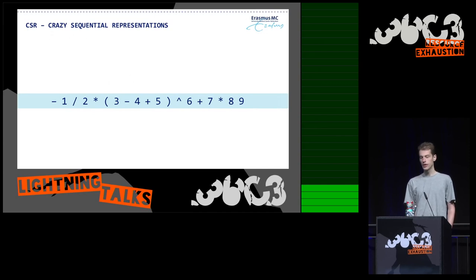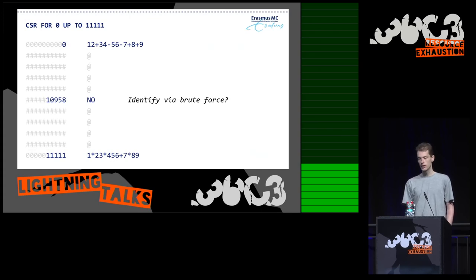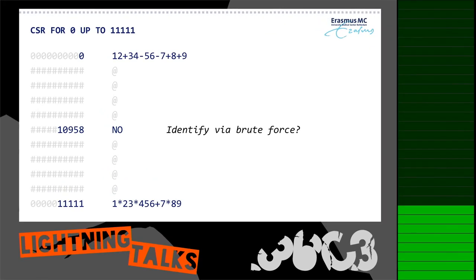In addition, parentheses may be used, and finally, numbers may also be negated. In other words, numbers may be used in their positive form, but numbers may also be used in their negative form. On the internet, there's a large list which gives increasing CSR and decreasing CSR for all numbers from 0 up to 11,111. And for all these numbers, a CSR has been found, except for the number 10,958. So I thought, maybe I can identify this number myself by doing some kind of brute force search.